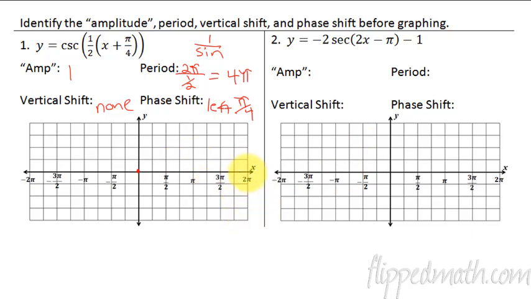So let's sketch that. Here I have a vertical asymptote. Here I have a maximum. I say vertical asymptote wherever the zeros are. Here's another zero down here. So you have to be able to graph what the original sine graph would look like.